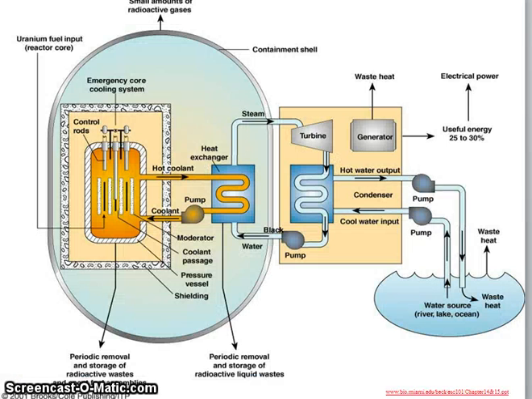This illustration shows the basics of a nuclear power plant. We have the uranium that is put into the reactor, and we have the control rods here inside the reactor. The fission process produces heat, and that heat heats up water in the heat exchanger system that produces steam, that turns a turbine, that turns a generator, and creates useful energy, about 25 to 30% efficiency, and that produces electrical power.